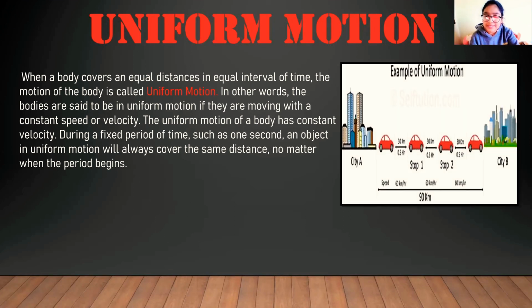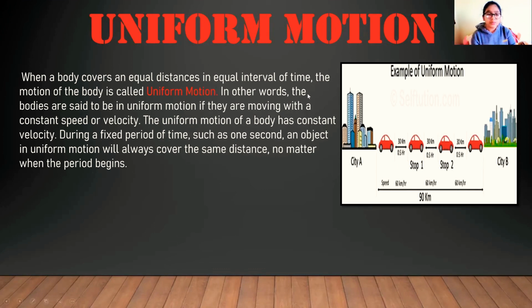Here you can see a car is moving from city A to city B, and in half an hour this car is covering 30 kilometers. Again after half an hour it is covering 30 kilometers. Again after half an hour it covers 30 kilometers and finally reaches its destination. So what can you see here? You can see the car is covering equal distances in equal intervals of time. So I think you are clear by seeing this picture.